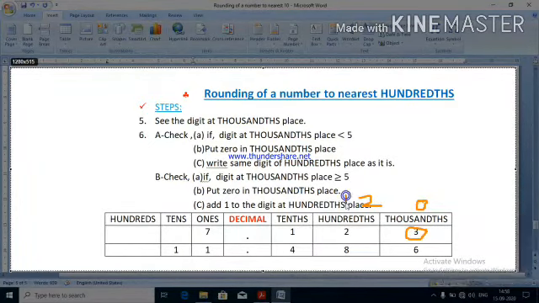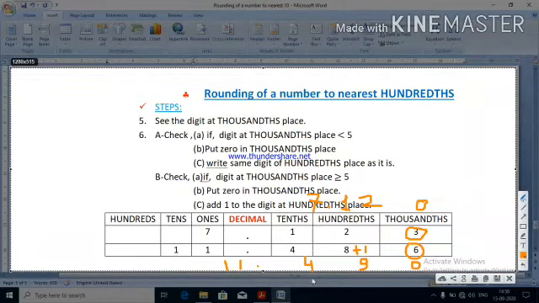Similarly, in the thousandths place it is 6, which is greater than 5, so you have to put 0 here. You have to add 1 in the hundredths place. So 8 plus 1 is 9. Write 4 as it is, decimal, and then 1 and 1. So your answer is 11.490.